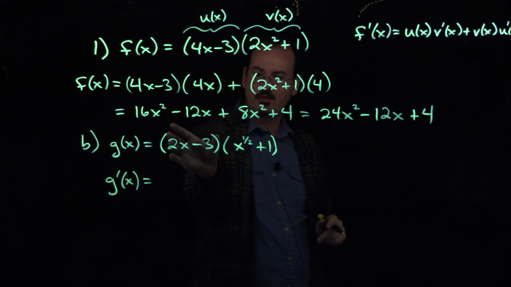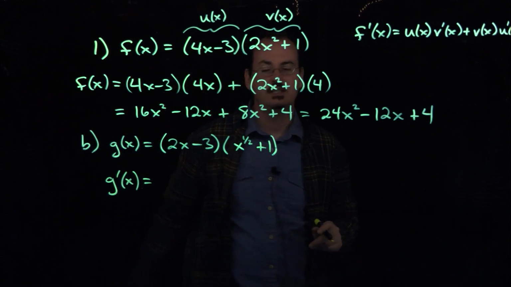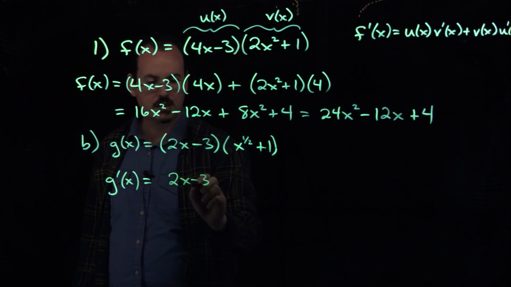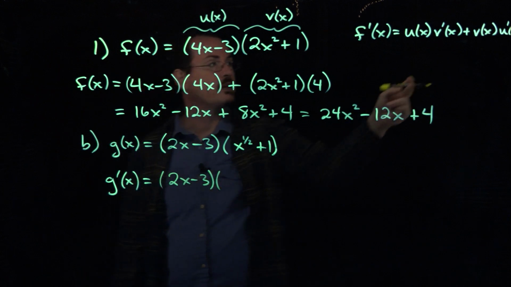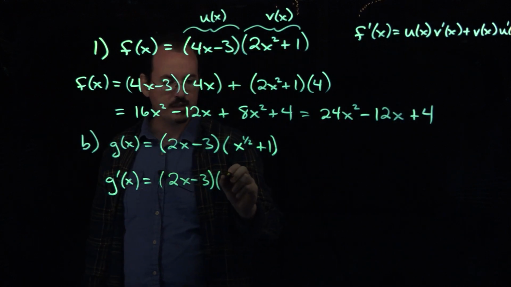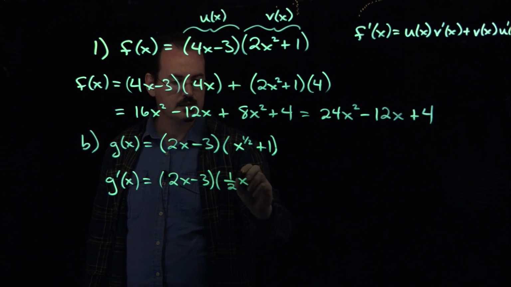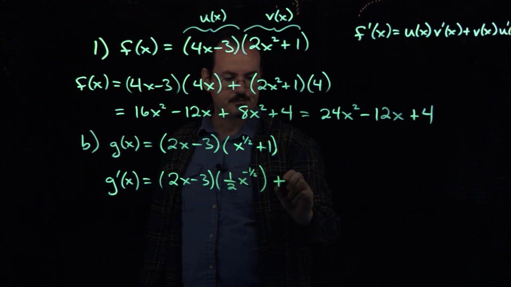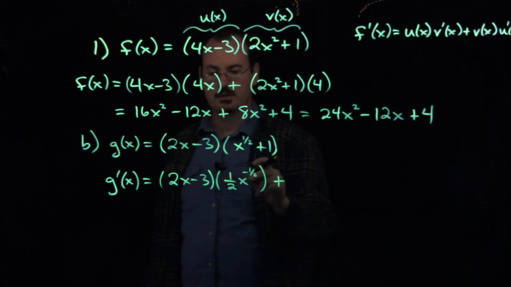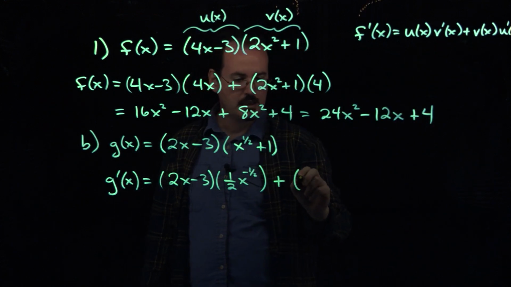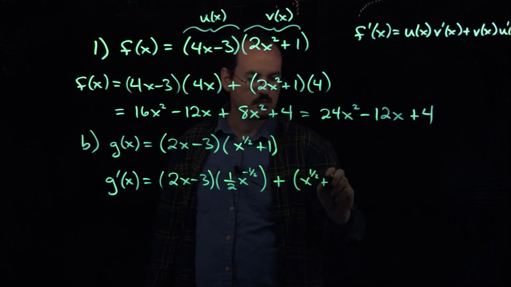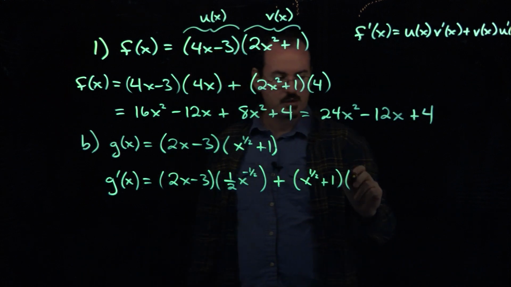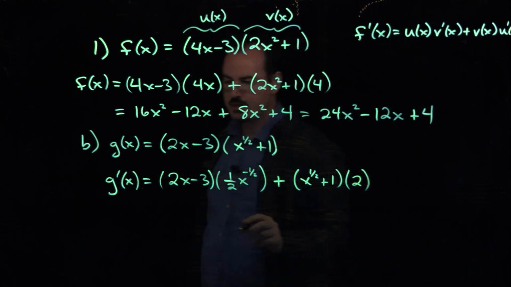So again, if I identify that first function as the u one and the second one as the v, u of x first, I just copy it, so I get 2x minus 3, multiplied by v prime of x, so that's the derivative of this, that's 1/2 x to the negative 1/2, derivative of 1 is 0, plus v of x, so in this case v of x is the second one, so that's x to the 1/2 plus 1, multiplied by u prime of x, so u prime is the derivative of the first one, that's just going to be 2. And then of course we can simplify this.